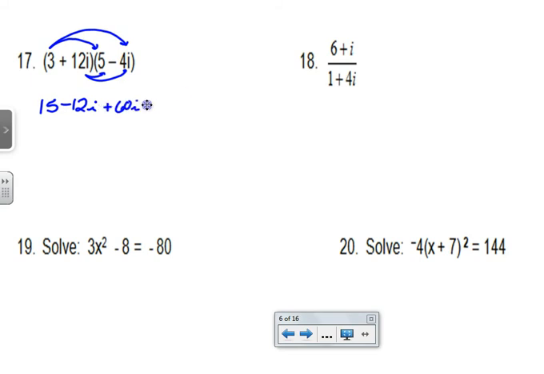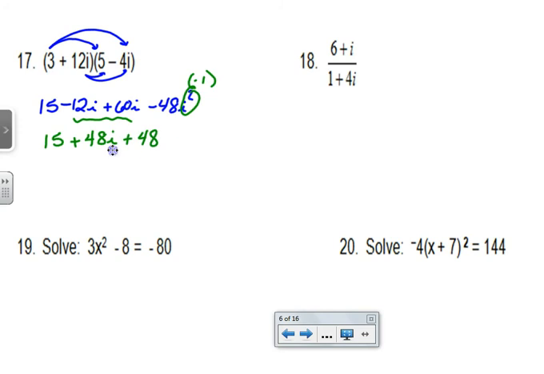12 times negative 4, careful, is a negative 48i squared. There's a couple things. We've got some like terms right here, and we have to remember that i squared is really a negative 1. So you really have a negative 48 times a negative 1. So I think, let's see, that's a plus 48i when I collect those. What you really have on the back end here is a plus 48.